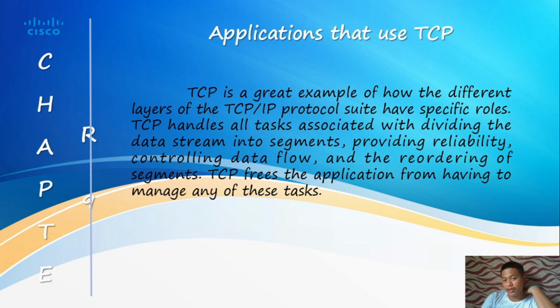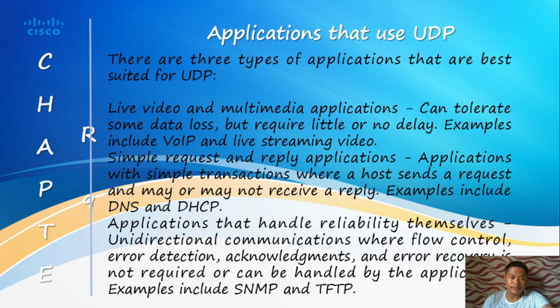Applications that use TCP. TCP is a great example of how the different layers of the TCP/IP protocols have a specific role. TCP handles all tasks associated with dividing the data stream into segments, providing reliability, controlling data flow, and the reordering of the segments. TCP frees the application from having to manage any of these tasks. So, the applications that use UDP.